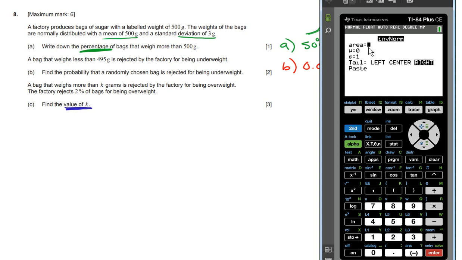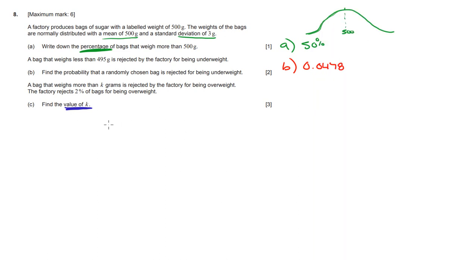So it says bags that weigh more than K grams are rejected by the factory for being overweight. The factory rejects 2% of its bags for being overweight. You don't have to do this, but I like to because it helps me understand this a little bit better. I'm going to draw my normal curve, and the top 2% of bags is going to be overweight, right? So this is our rejection area here.